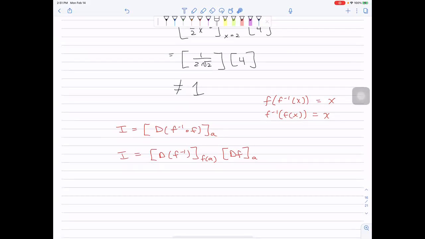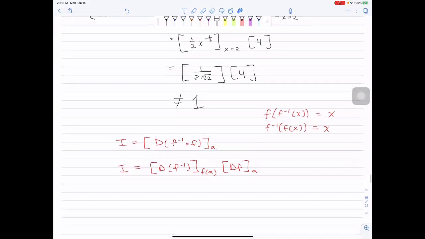Simplifying this gives d of f inverse at f of a, df a. Why? Because if you start with f, it takes your point a to f of a. Then you take that output and you put it into f inverse, so you bring it back to a. So that's why, for your derivative inverse matrix, we start at f of a, so you're plugging in f of a here. And then you get out a.